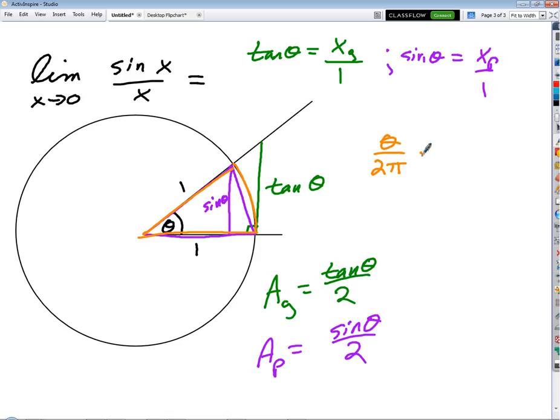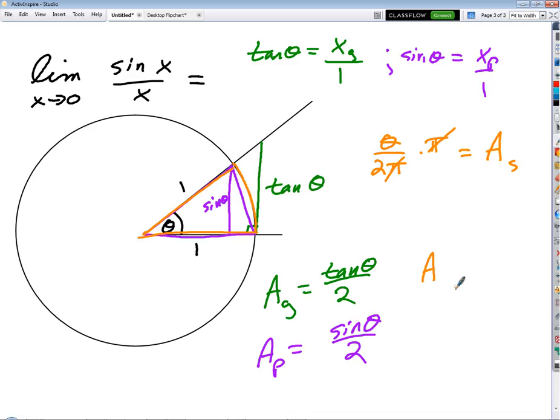Isn't the area of a circle pi r squared? But what's r? R is 1. So pi r squared becomes pi. Would you agree then that the area of this pizza is just pi? Times theta over 2 pi, that's equal to the area of the sector. Well, the pi's cancel, and I just get theta over 2. Kind of anticlimactic, but that's it.